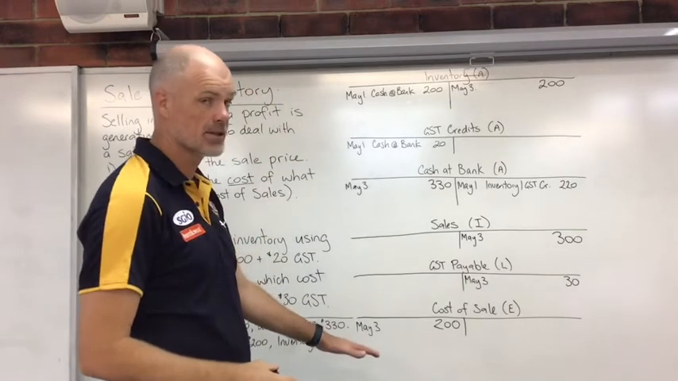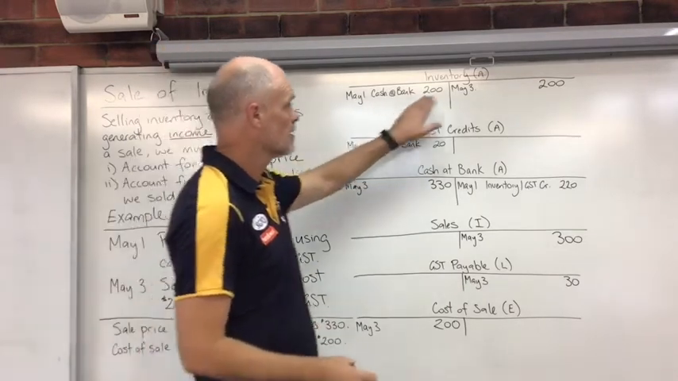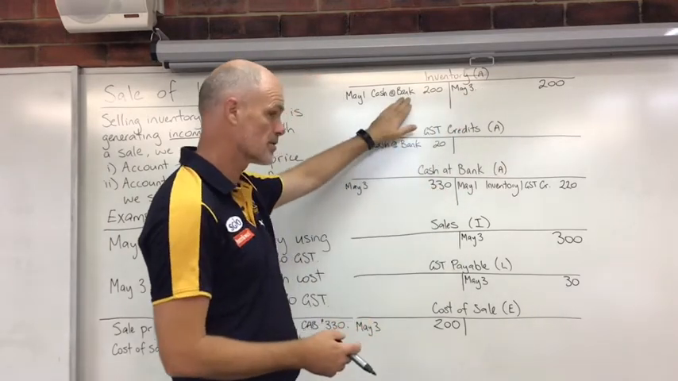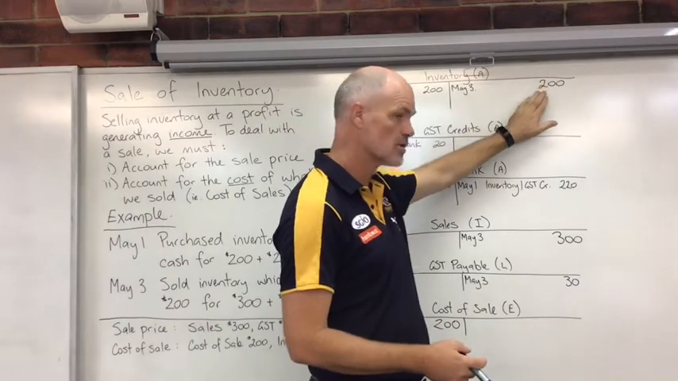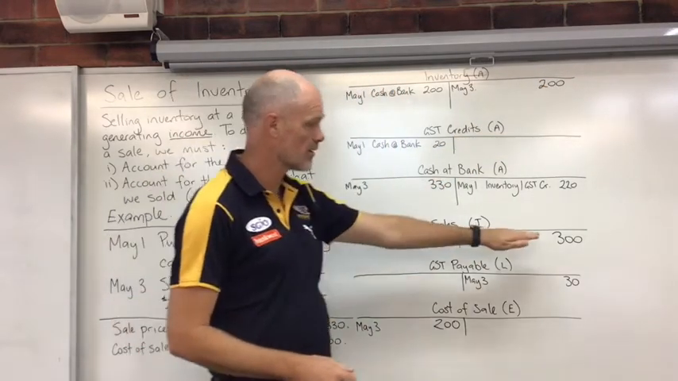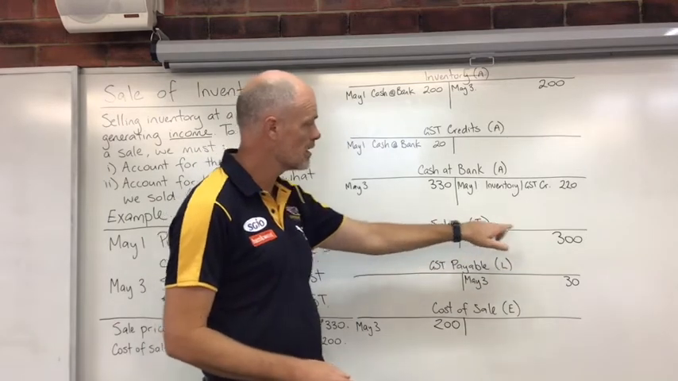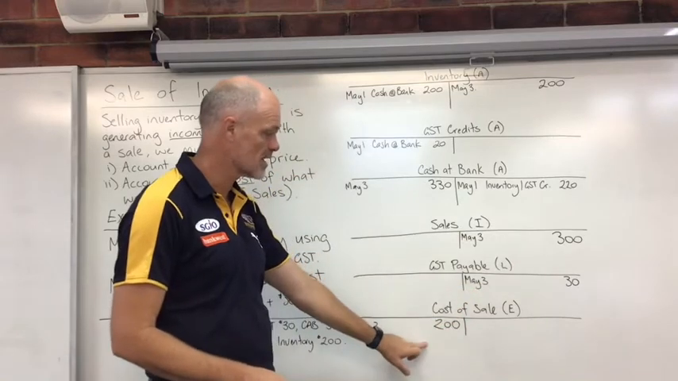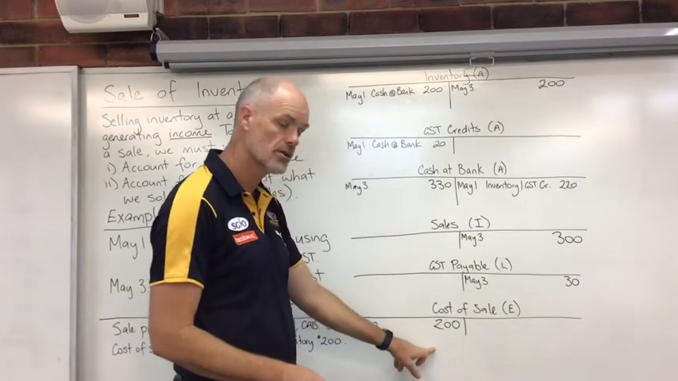So if we were to balance those now, we end up with $0 worth of inventory, which is perfectly correct because we purchased $200, we then sold that. So we ended up with no inventory. But we sold it for $300, so we've got $300 worth of income, which is great, and we've got the cost of sale, which is the expense, of $200.